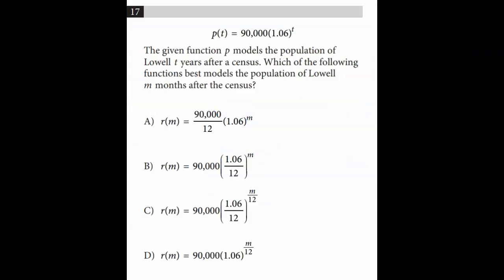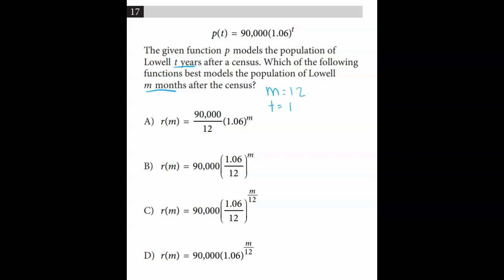All right, number 17. The given function p models the population of Lowell t years after a census. Which of the following functions best models the population of Lowell m months after the census? Okay, so we're switching t years to m months. So we know when there's 12 months, it should equal 1 year, right? So that checks out for the equation.